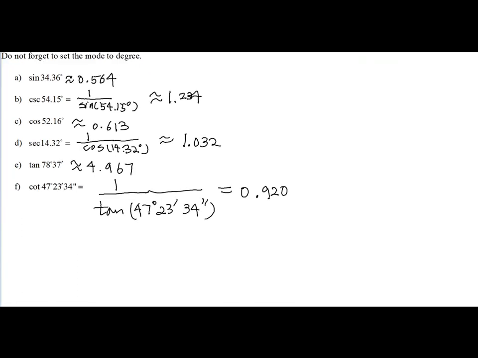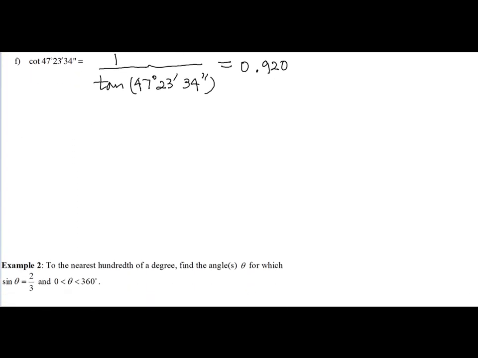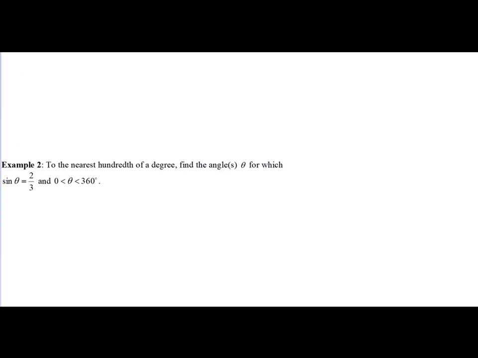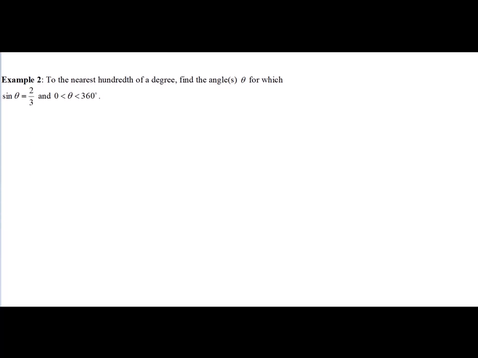Now let's move on to the following examples. It says, to the nearest hundredth, find the angle theta for which sine theta is 2/3. Now, sine is positive in quadrant 1 and quadrant 2. So you would find the reference angle first.